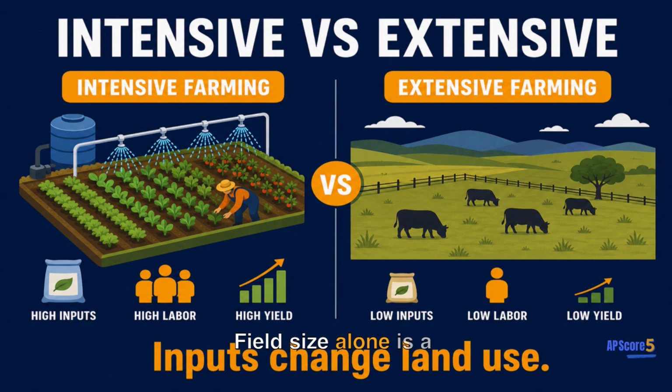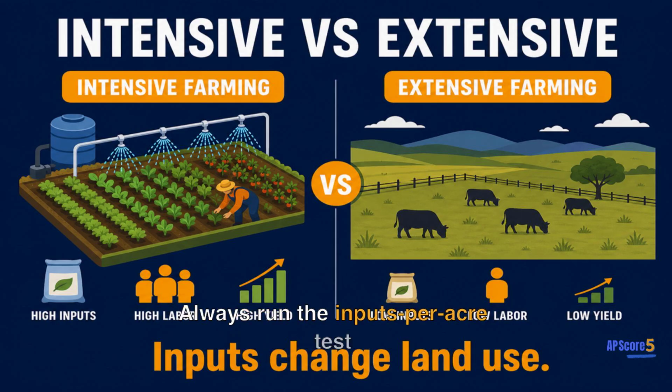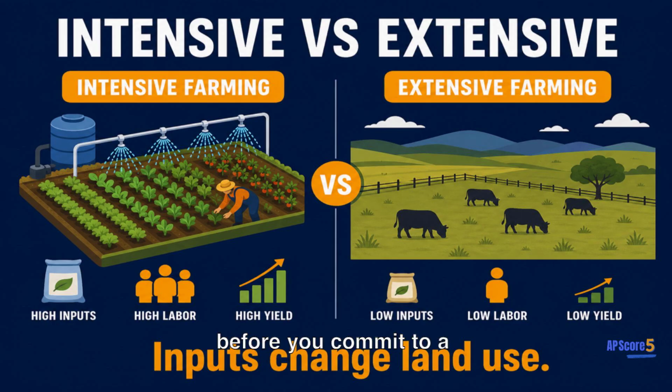Field size alone is a clue, but not the answer. A small subsistence rice plot is intensive. A massive wheat operation in Kansas is extensive. Always run the inputs per acre test before you commit to a label.